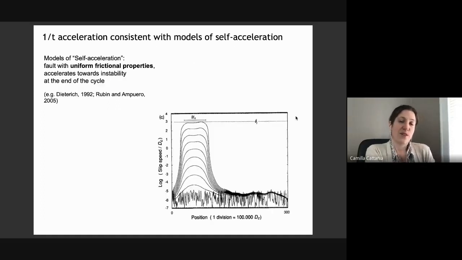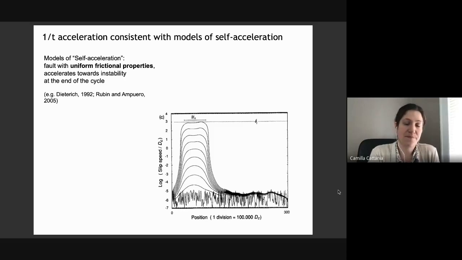And so what seems like an appealing model then for the 1/T acceleration is a model of self-acceleration. In a classical nucleation model, including those derived by Dietrich and later Rubin and Ampuero, you expect nucleation to happen over a finite length, and the slip velocity leading up to instabilities is expected to accelerate as 1 over t. According to this interpretation, the 1 over t acceleration you see in catalogs would be caused by a nucleation process in a classical sense. And so we thought that this may be a more suitable model in our case.